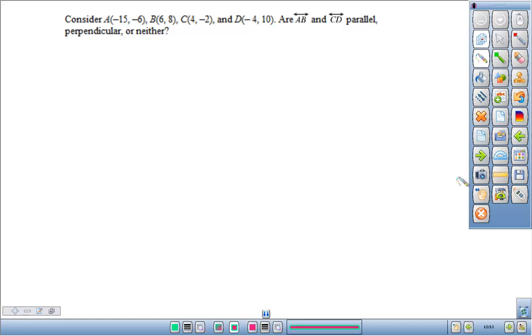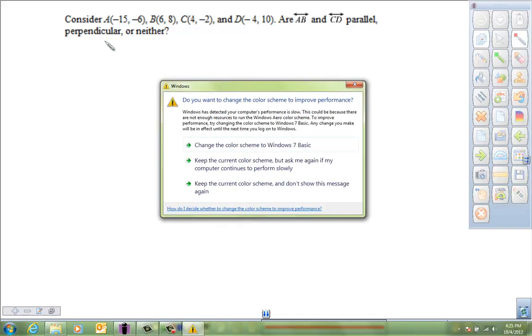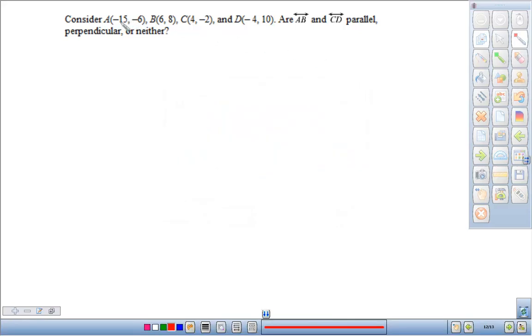So we're going to practice a couple of problems. This first one says that we have points A, B, C, and D, and it gives us the coordinates. They ask, are AB and CD parallel, perpendicular, or neither? So we're going to look at A and B. We're at (-15, -6) and (6, 8). Here I'm not given a picture.